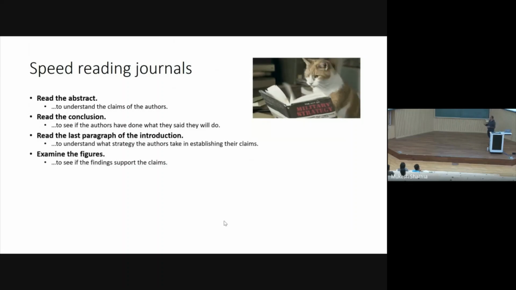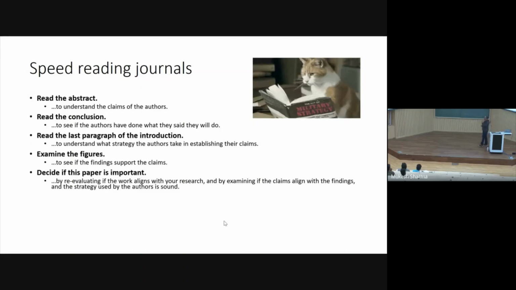This is what I usually do. I have my reference manager open. I start reading the papers. I first read the abstract. I read the conclusion. I read the last paragraph of the introduction because it tells me what the researcher's strategy is. And then I examine the figures. If a paper is really good, you don't even have to read the paper, you just have to see the figures. If the figure results match what the abstract says they are going to do, that is a good paper. Take it. First shortlist it. Put it in your reference manager. That's your first snowball list.